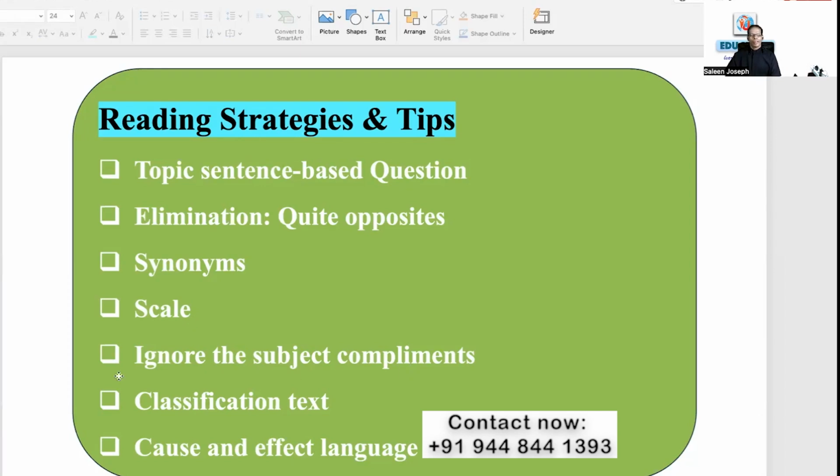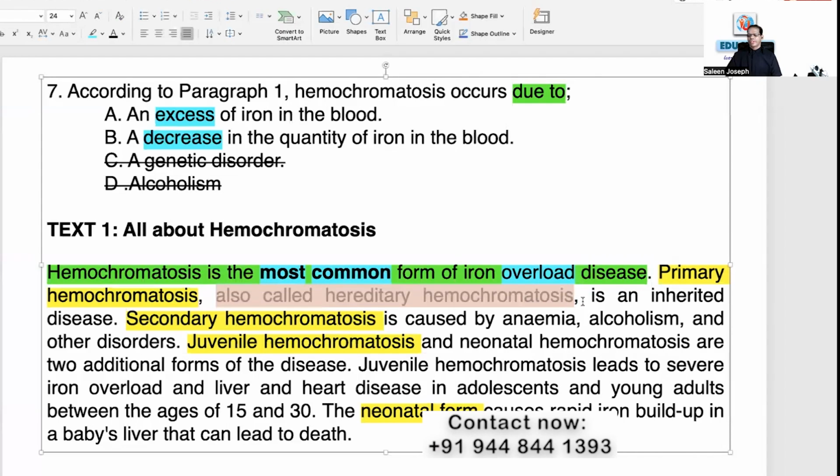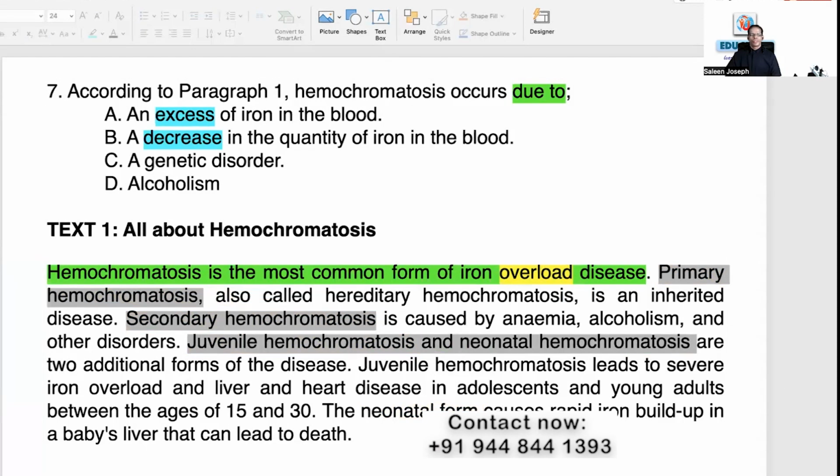Ignore the subject complements, classification text. I have told you primary, secondary, third, fourth. Then cause and effect language. Due to says it's cause and effect language. Ignore the subject complements. If you want, also called additional information given. If at all you have to read the text, you can ignore these things because what comes in between commas are possible explanations. Is that clear?